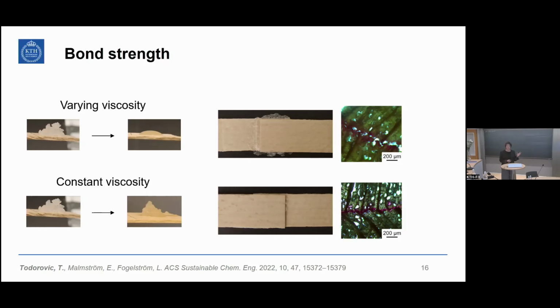And you can see that in the second image, the bottom image, there is no adhesive around the bond line. Also, microscope images show that there is more adhesive in the bond line, and in the microscope image, adhesive is labeled with pink color.